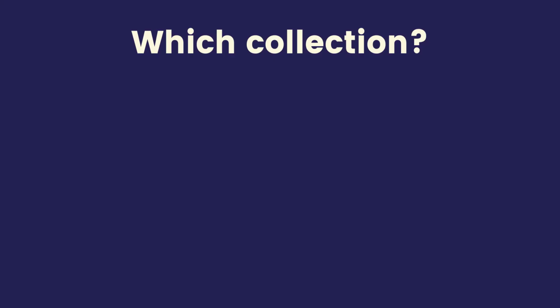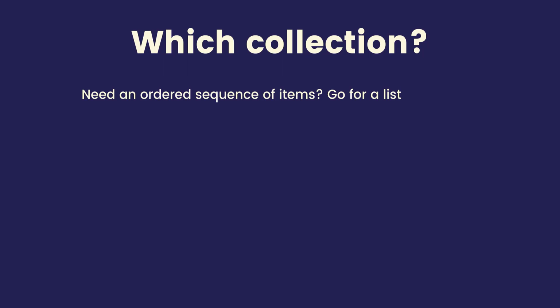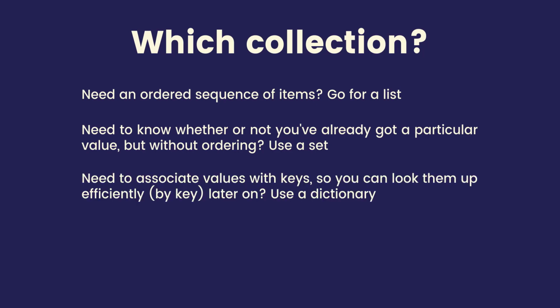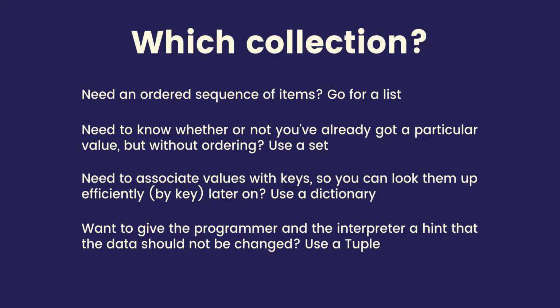After discussing all collection types, it's good to have an idea when to use a certain collection type. In general, if you just need an ordered sequence of items, go for a list. If you just need to know whether or not you've already got a particular value but without ordering, and you don't need to store duplicates, use a set. If you need to associate values with keys so you can look them up efficiently later on, use a dictionary. If you want to give the programmer and the interpreter a hint that the data should not be changed, use a tuple.